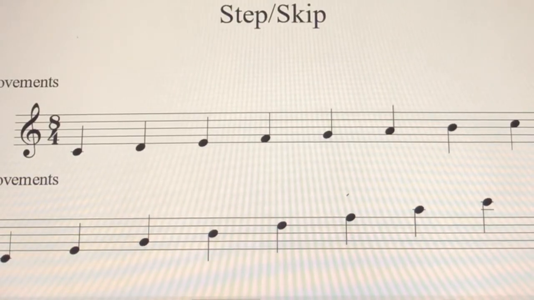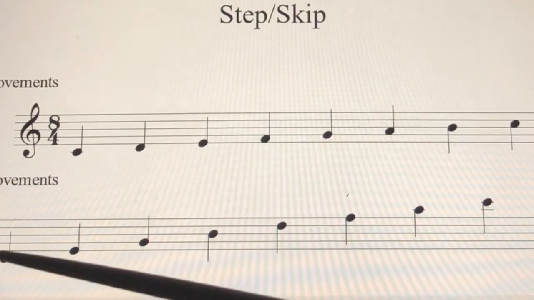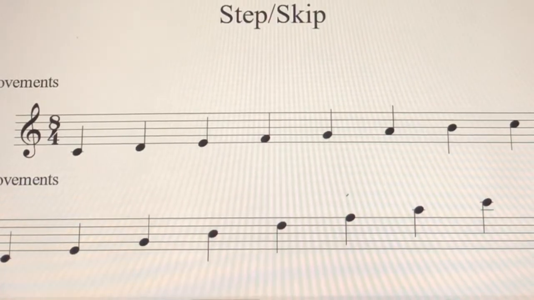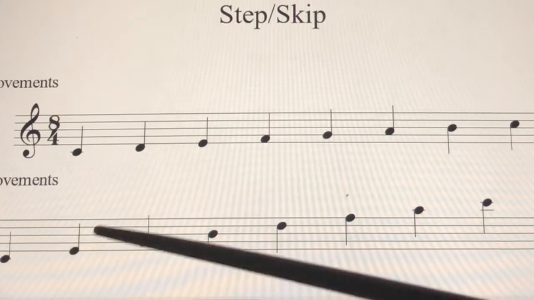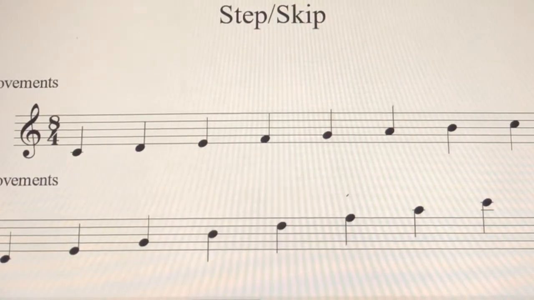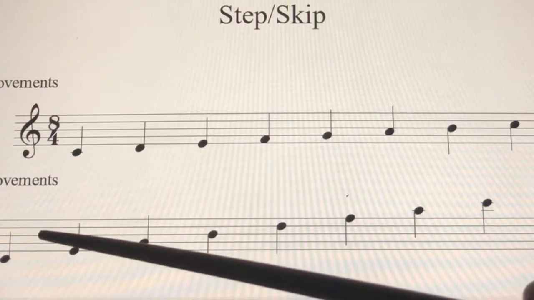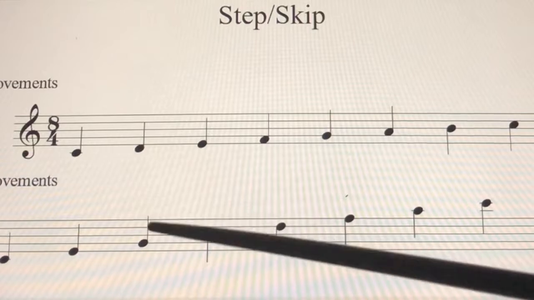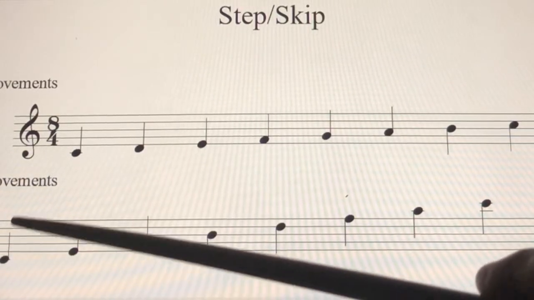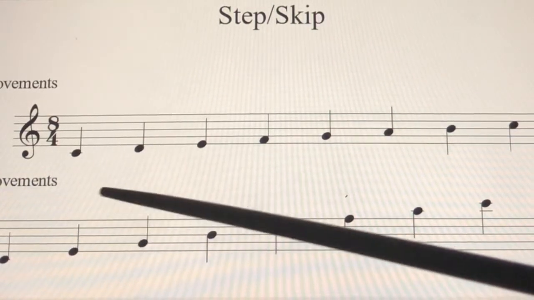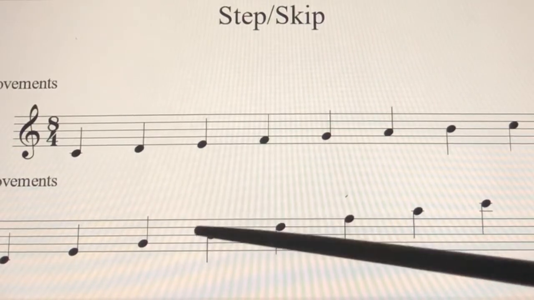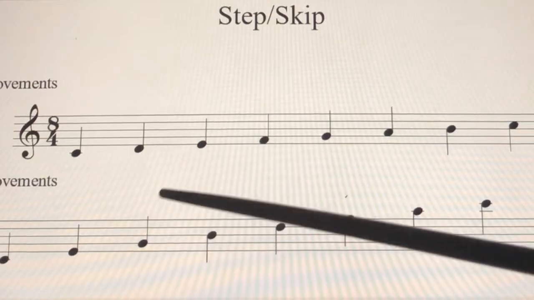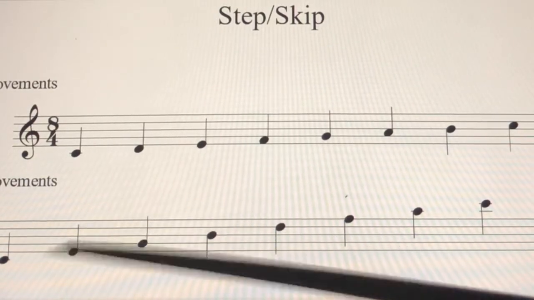Skip note movement. When you see skip note movement, all are on the lines or on the spaces. There is a note between two notes, so they are skipping. C, D, E, F, G, A, B, C, D, C, B, A, G, F, E.